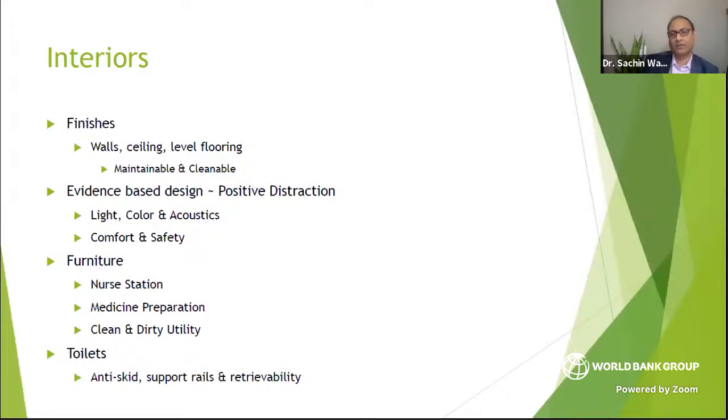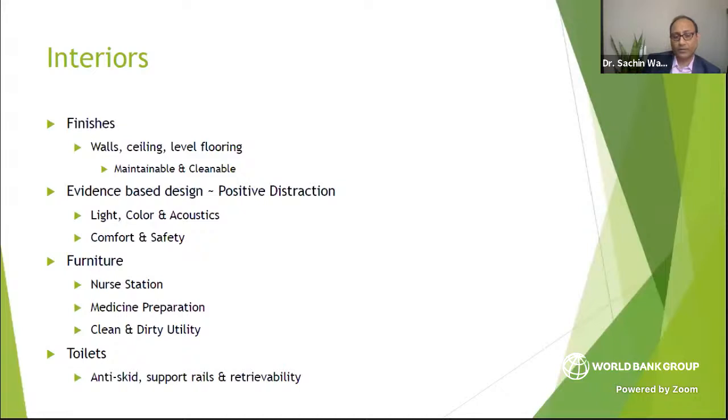So there is some compromise on that level. Again, talking about finishes, from an infection control point of view and maintenance, they have to be easily cleanable: the walls, the ceilings, the level floorings and things of that sort. What we have seen is neglected in most of the projects, and which is very important to be highlighted here, is the functional spaces that are required for the nurse station, the medicine preparation, clean and dirty utility.